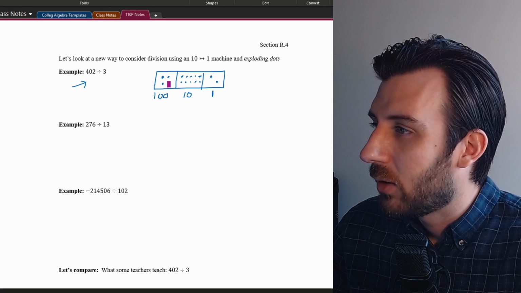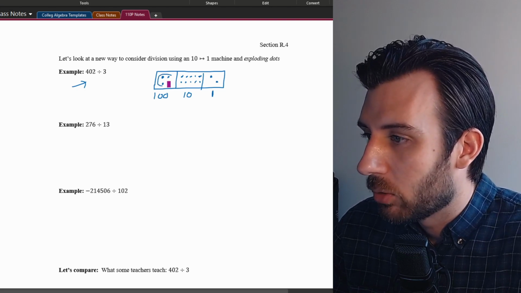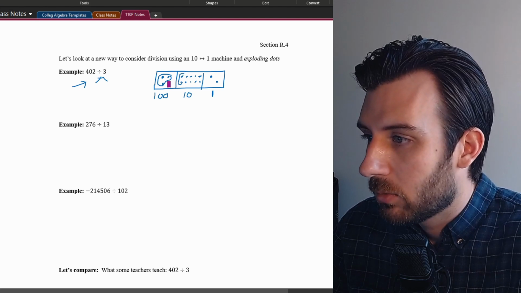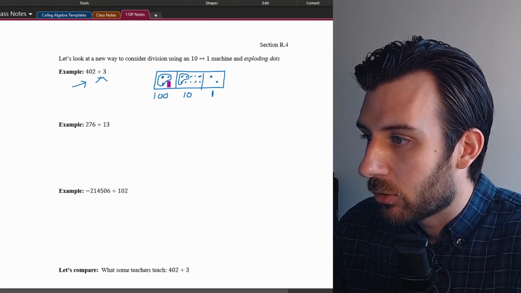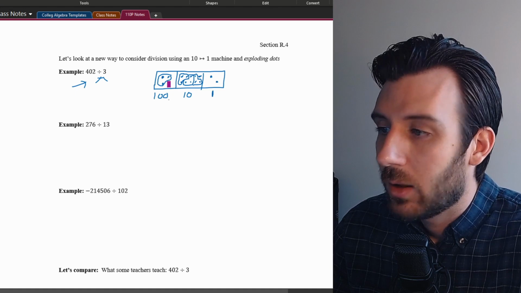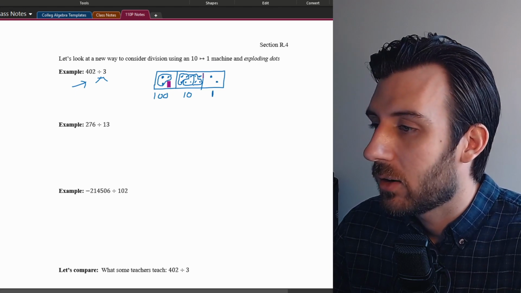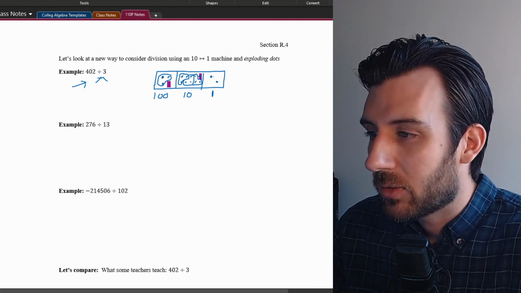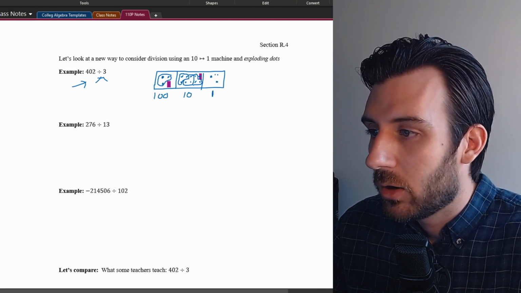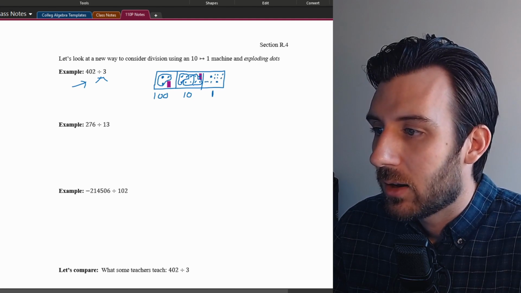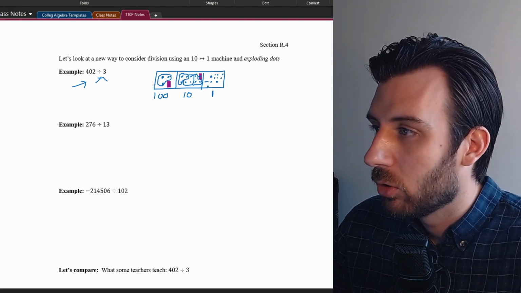Okay, good. So now I've still got my group, and I'm looking for groups of 3 because I'm dividing into 3. Okay, well, here's a group of 3. Here's a group of 3. Here's a group of 3. And I have 1 left. So let's explode it in the other category. 1, 2, 3, 4, 5, 6, 7, 8, 9, and 10. And look for groups of 3.